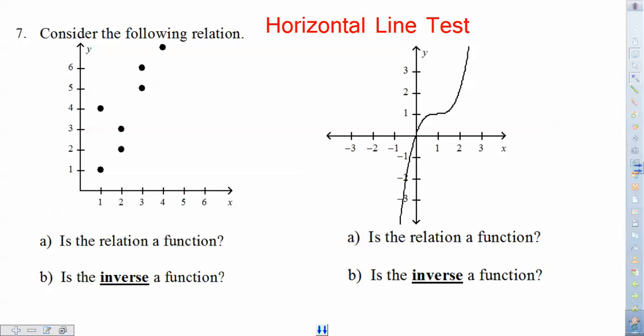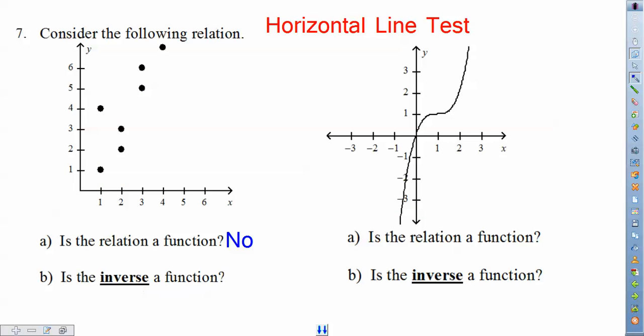This one here, it's all about the horizontal line test, right? So looking at this here is the relation a function, not about the horizontal line test. What we are looking at here is this relation. This one right here is a function? You can see it fails the vertical line test a bunch of times here. So that's definitely a no.